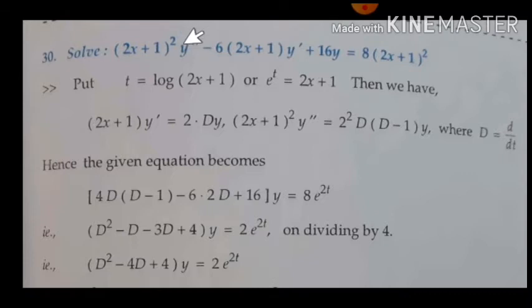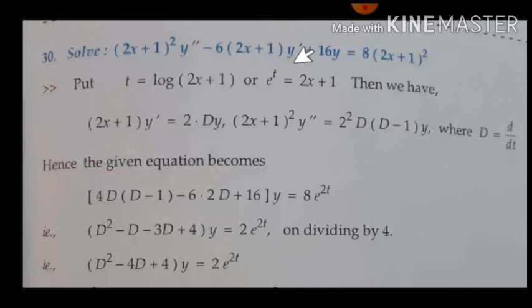Coefficient of y double dash should be of the form (ax plus b) whole square. Along with y double dash, the square should be there. Along with y dash, the power of ax plus b should be of the form power 1. Okay, so it is in that form, hence we identified it is a Legendre differential equation.